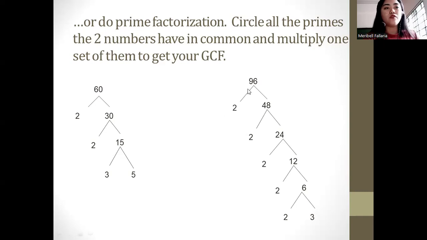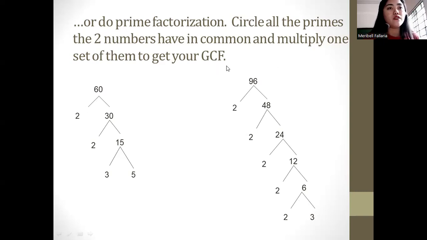After that, let's move on to 96. We have 2 times 48, and 48 is not a prime. We think of numbers that if we multiply will equal 48. We have 2 times 24. As you can see, 24 is not a prime, so we expand it to 2 times 12. The result 12 is not a prime also, so we expand it to 2 times 6. And 6 is not a prime, so we use 2 times 3. So these are all the prime numbers in 96. This is the prime factorization.